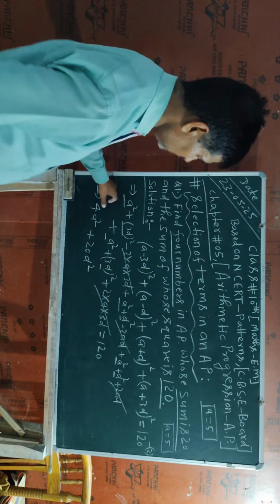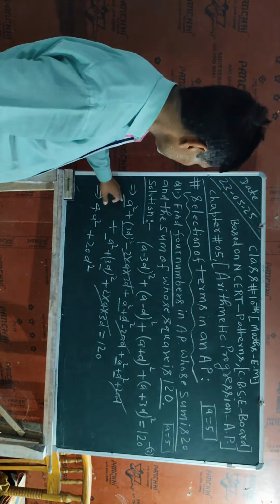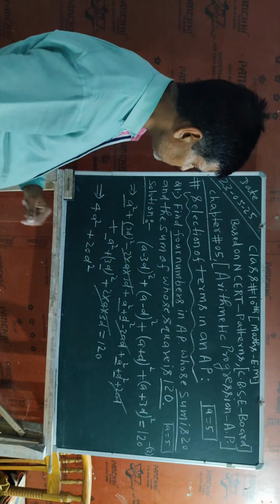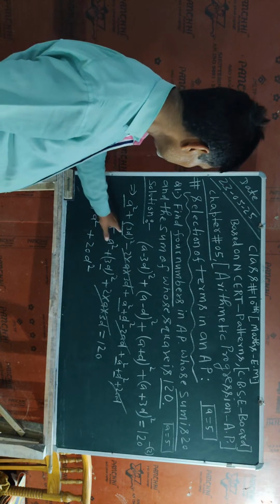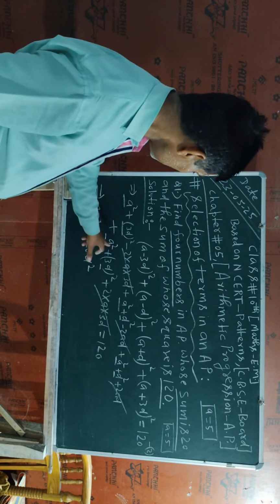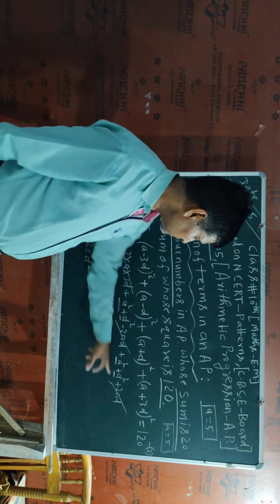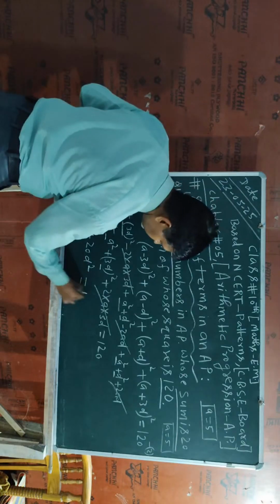So a plus, sorry, a square plus a square, 2a square plus a square, 3a square plus a square, 4a square I have written here. Now 3 3 is 9a square, 9 plus 9 18 and 18 plus 1 19 plus 1 20. 20a square is equal to 120.